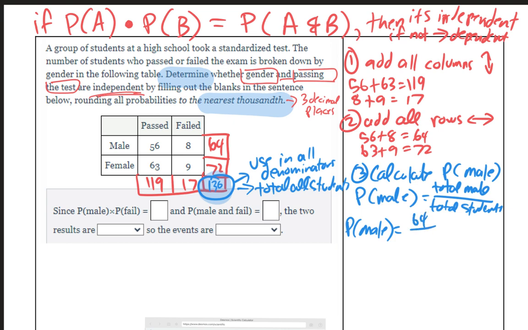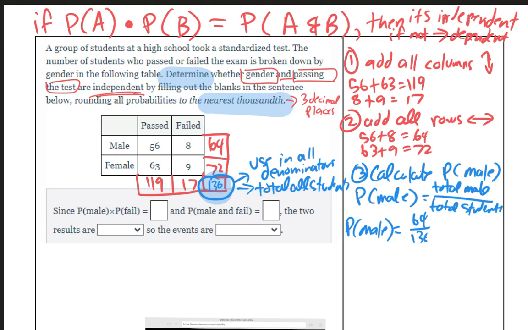over the total number of students. This is coming in on all the denominators, right? The total number of students is 136. So hopefully that makes sense. The probability of being a male is 64 people out of 136 total. So that probability is 64 over 136. And we'll use that here in just a moment.